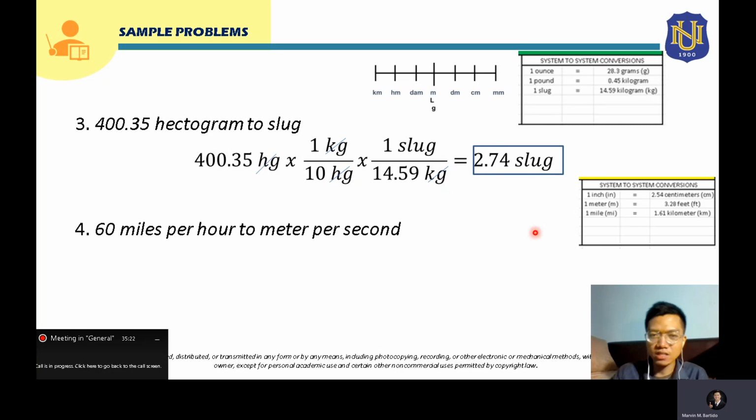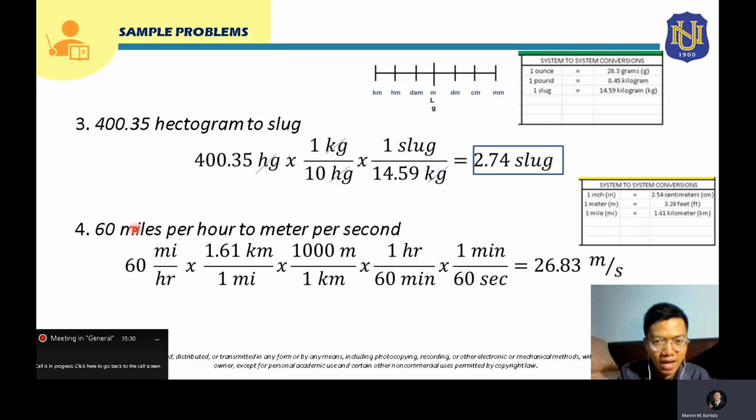Now, for the fourth example, this is from 60 miles per hour to meter per second. If we're going to convert this, we're going to convert mile to meter and then hour to second. From mile to meter, again, we don't have a direct conversion, but we have from mile to kilometer. So what we're going to do here is convert first the mile to kilometer, and then from kilometer we convert it to meter. So for every 1 mile we have 1.61 kilometers, so miles will be canceled here.